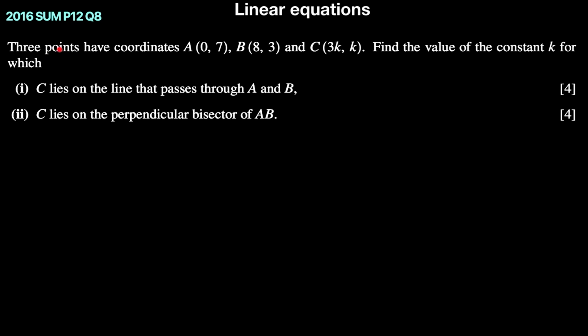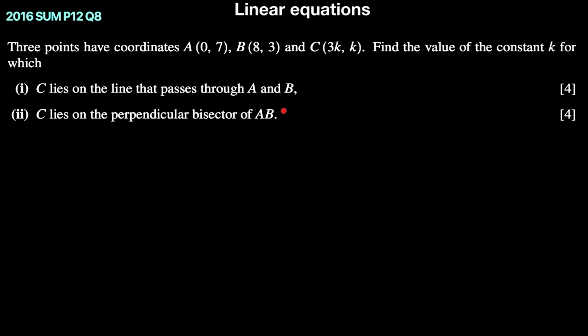In this question, they've given us the 3 points A, B, and C with the following coordinates. A has the coordinates (0, 7), B is (8, 3), and C is, in terms of this constant k, (3k, k). Now we have to find the value of this constant when this point C lies on the line that goes through A and B, or when C lies on the perpendicular bisector of AB.